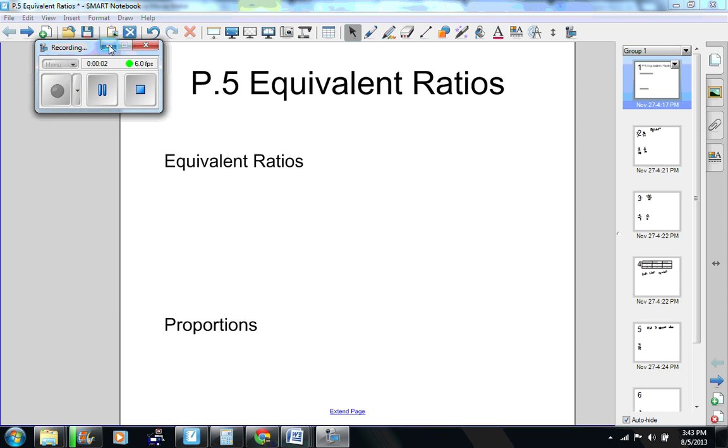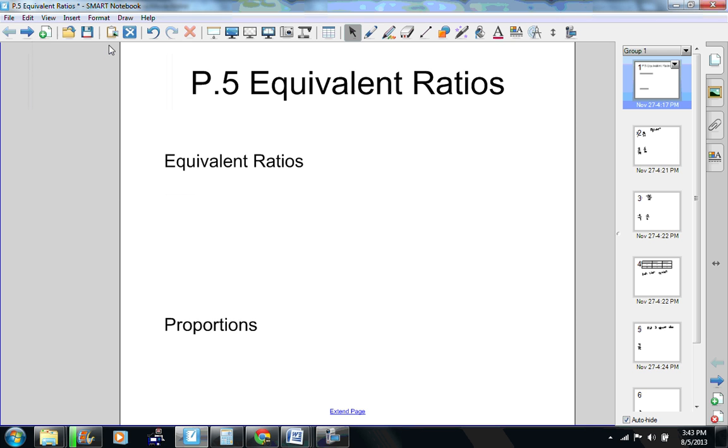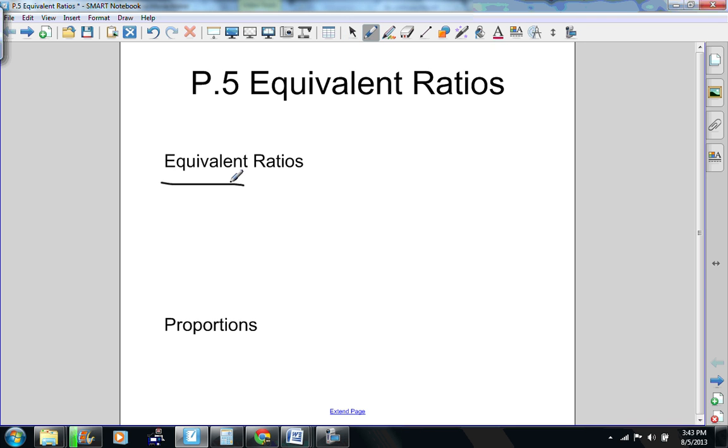We were on section 5, and this should be relatively quick. Just like the last video, shouldn't take too terribly long. So, two keywords, equivalent ratios and proportions. Well, the word equivalent means equal, and the word ratio means fraction. So, equivalent ratios are equal fractions, means the same thing.